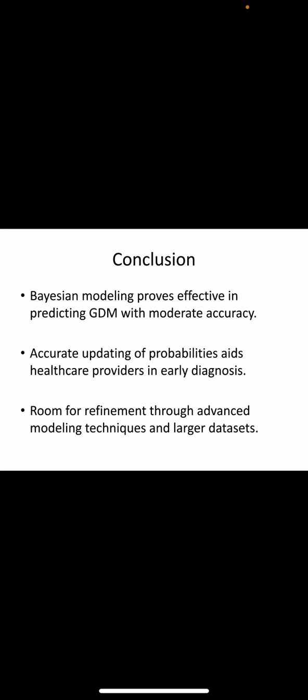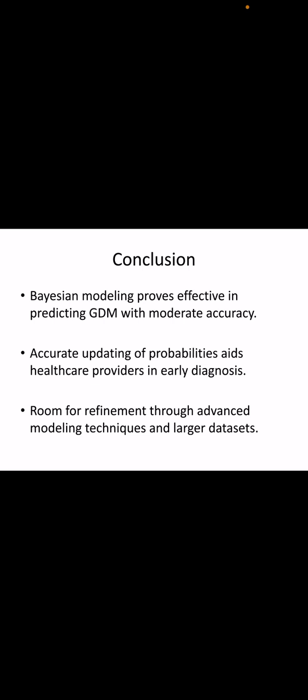Conclusion: Bayesian modeling proves effective in predicting GDM with a moderate accuracy. It does not have very high accuracy. After hyperparameter tuning or correct feature selection, we can improve the accuracy. But here we only have 75%, which is not that good an accuracy. So it is effective in predicting GDM with a moderate accuracy. Accurate updating of probabilities aids healthcare providers in early diagnosis. After improvement, we can use this in healthcare.